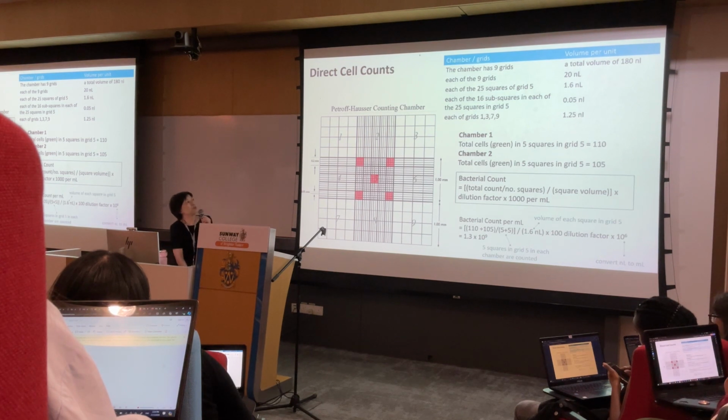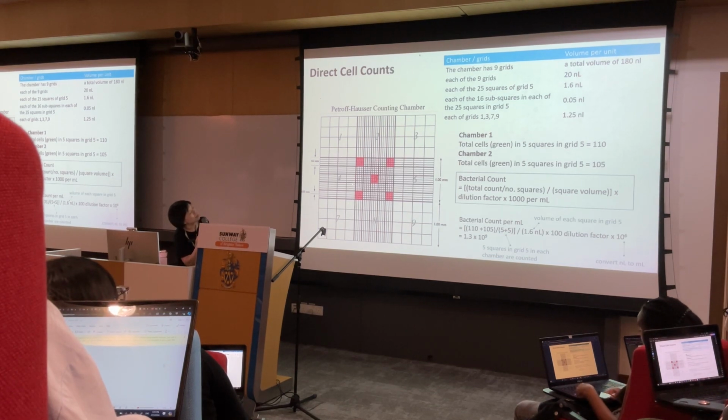Alright, let's go one by one. Now, hopefully you can see. You have 9 grids, right? 1, 2, 3, 4, 5, 6, 7, 9. If you put a cover slip there, each of the grids can give you about the volume. Each of them has 20 nanoliters.